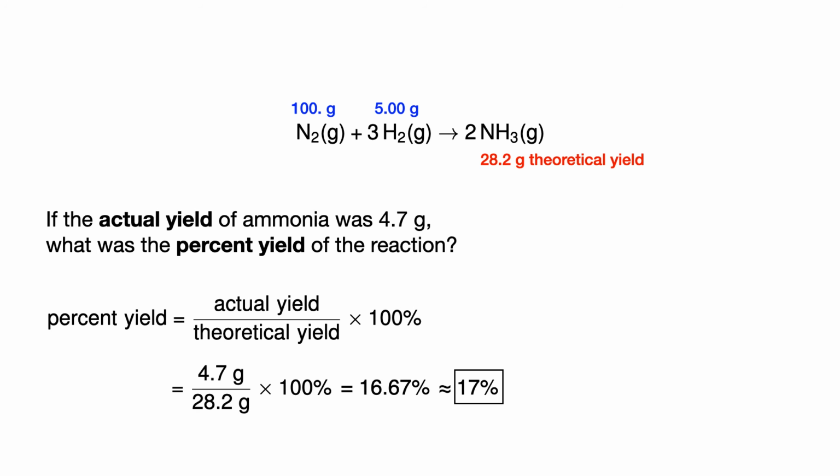That may seem like a low number, but that is a typical yield for this particular reaction. The reaction to form ammonia from nitrogen gas and hydrogen gas is not very efficient, but it does produce ammonia, and it is the process that's used industrially in factories that are making ammonia. So this is how we calculate the yield for a reaction, and that is it for this time around.